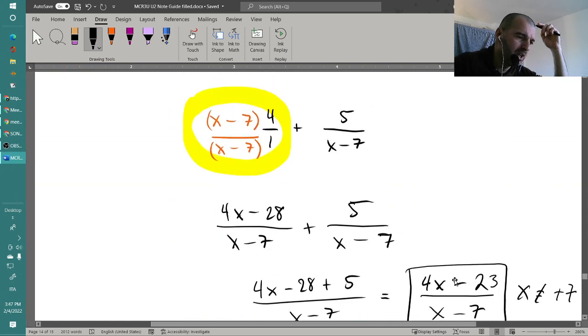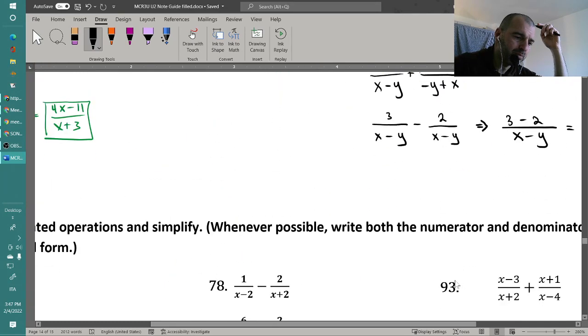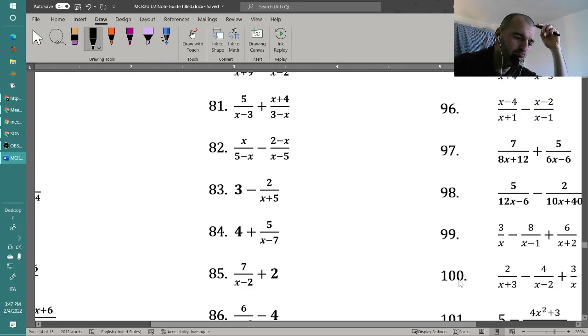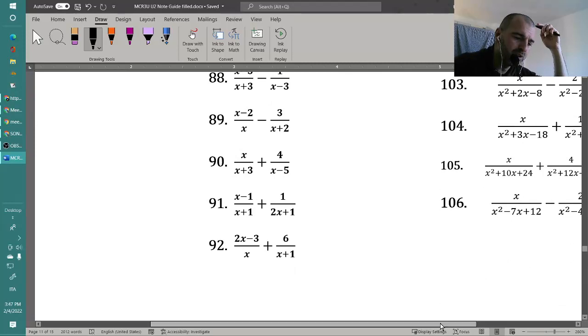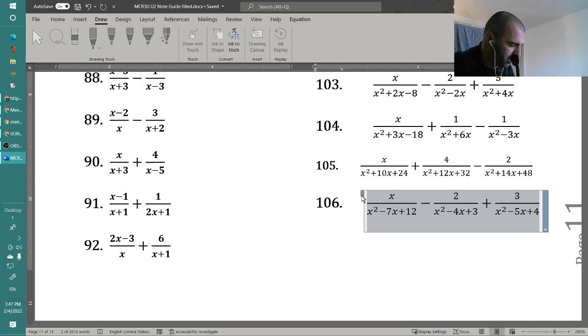Okay, let's look at number, moving down, 106 as well. This one looks pretty fun. Okay.